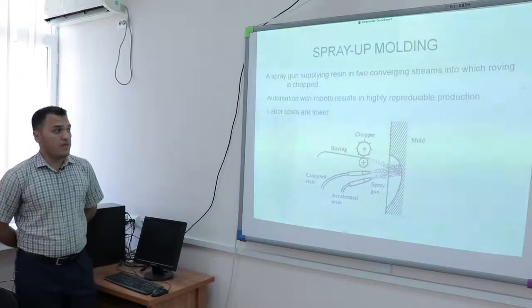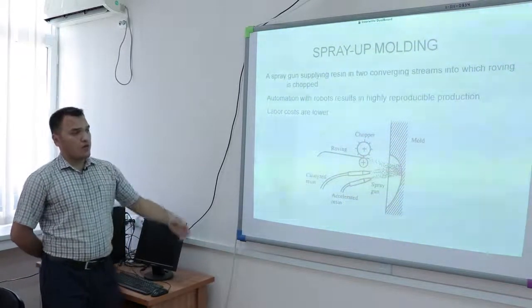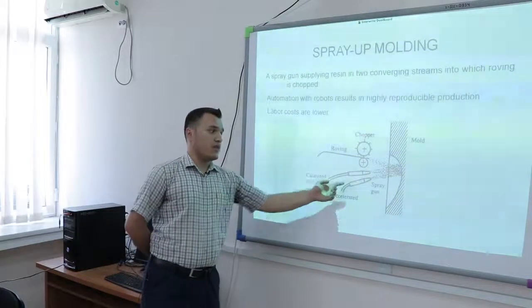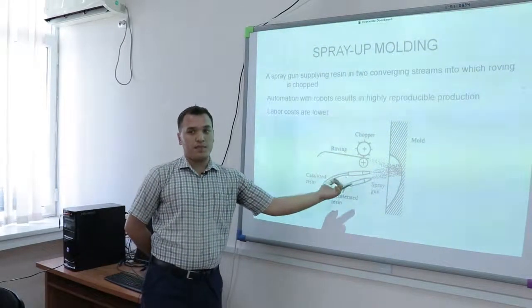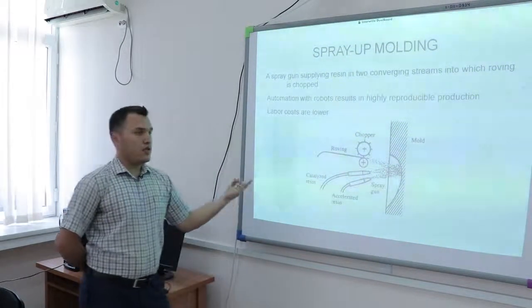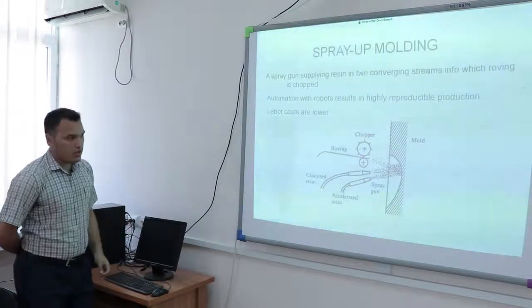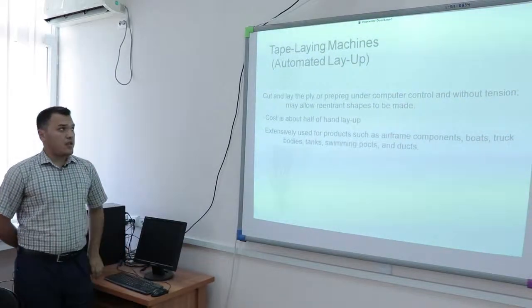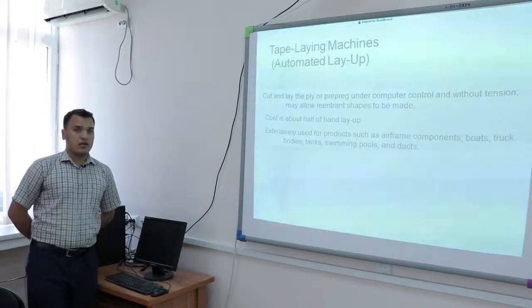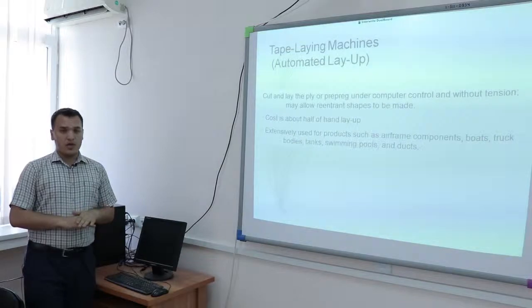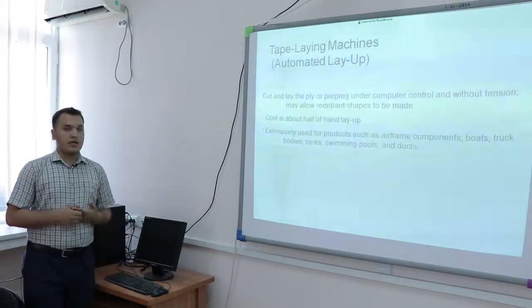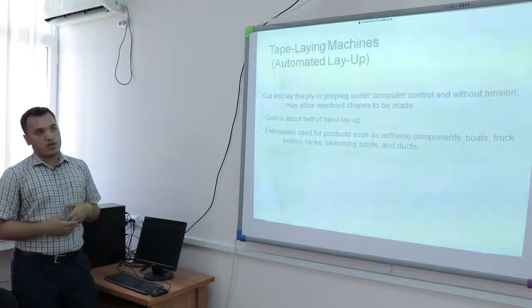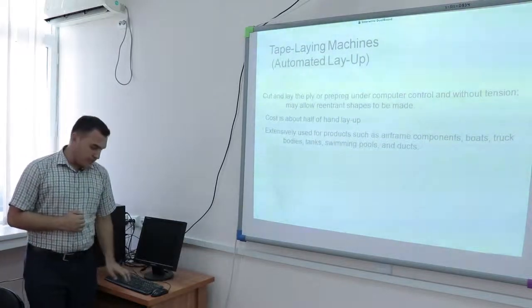And some spray up. As you can see, we have some material, and with a spray gun we spray another material, and that will be the spray up method. It's also a structural method of composite materials. Tape laying, we can cut and lay other materials onto them, and it will be also another method of making composite materials.